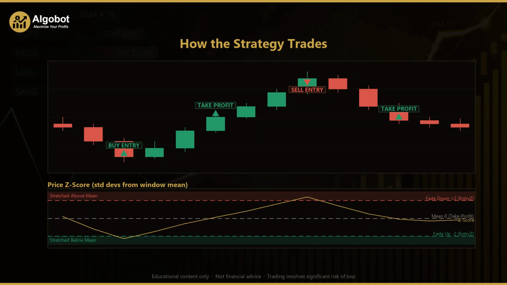Same structure as the long, just flipped. Fade the extreme, target the mean, and keep an ATR-based stop beyond the high in case the rally turns into a real breakout instead. Step back and look at the rhythm. The oscillator swings from one extreme to the other, and the strategy only engages when the swing reaches those 2 sigma thresholds and the half-life gate says the reversion is fast enough to trust. The take profit is always the mean, which sits right in the middle at 0 on the panel.